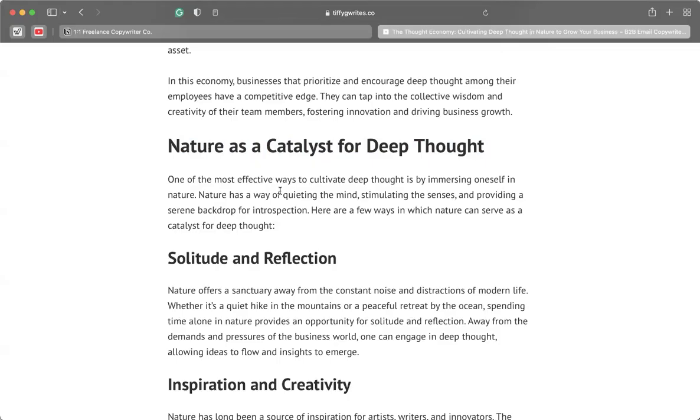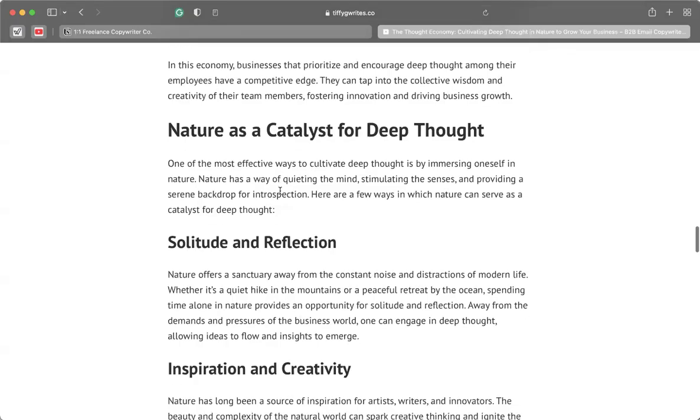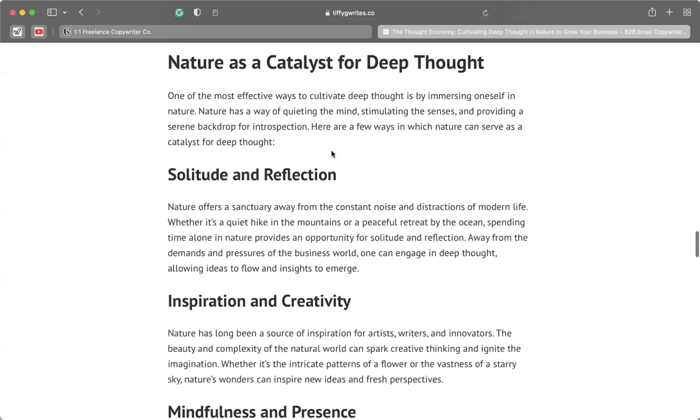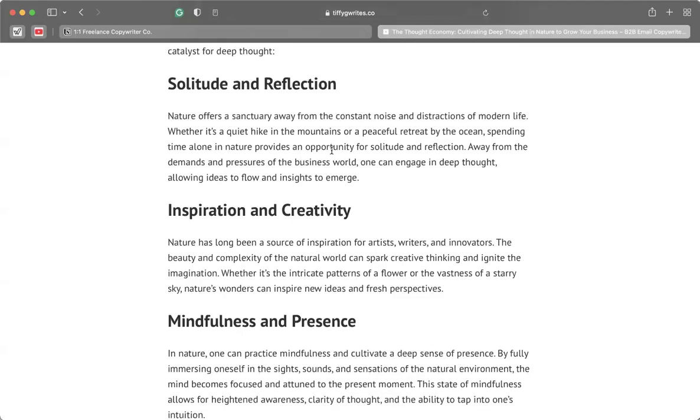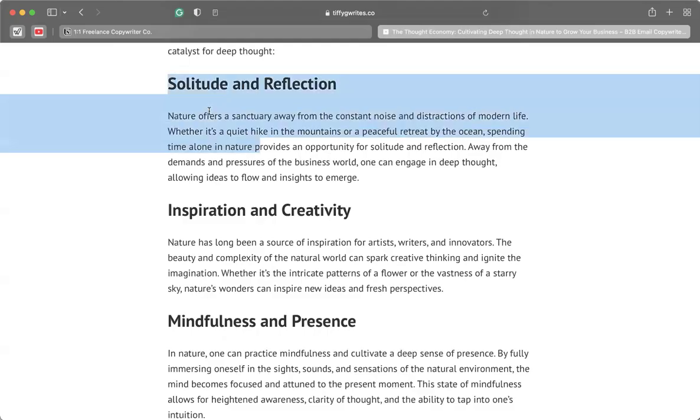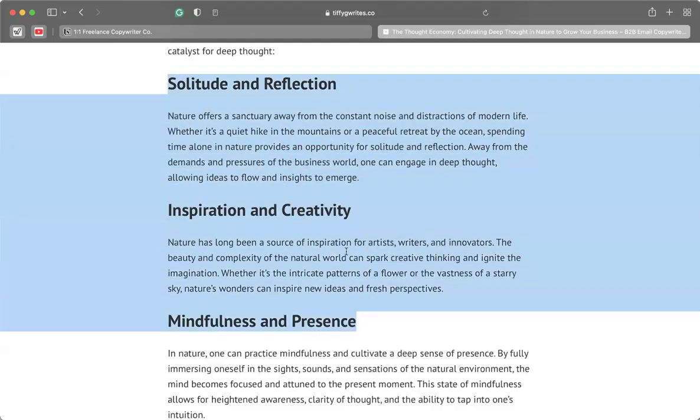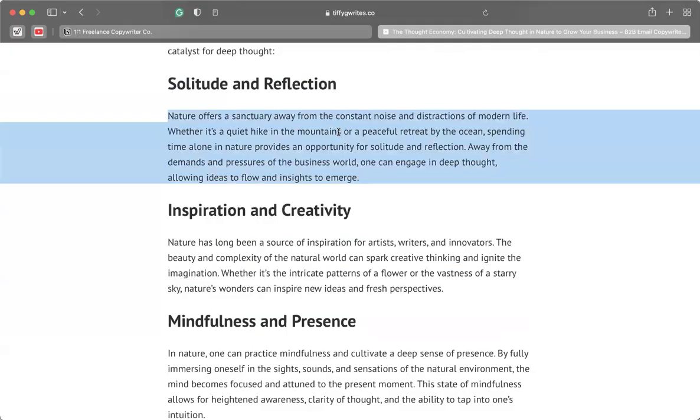So nature is a catalyst for deep thought. One of the most effective ways to cultivate deep thought is by immersing oneself in nature. Nature has a way of quieting the mind, stimulating the senses, and providing a serene background for introspection. Here are a few ways in which nature can serve as a catalyst for deep thought. So solitude and reflection, inspiration and creativity, mindfulness and presence, okay? So these are just simple bullet points. I didn't leave them as bullet points. I wanted to actually write just a short synopsis under them, okay? So I'll go through those real quick as well.